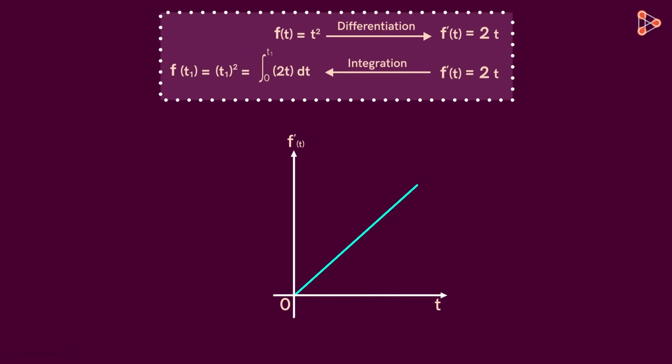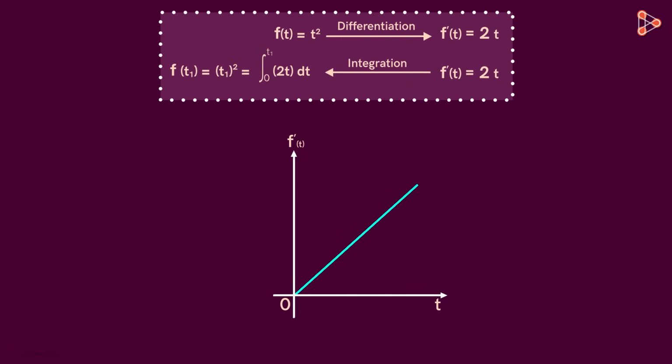Now we understand that the process of integration is actually the reverse of differentiation. If we take the integral of the derivative of the function f of t, we get back the function f of t. Take a moment and understand this. Observe this integral. It tells us that for each value of t1, this integral will be equal to the value of the function f of t at t1. For an arbitrary time t1, it's equal to this area under the graph.